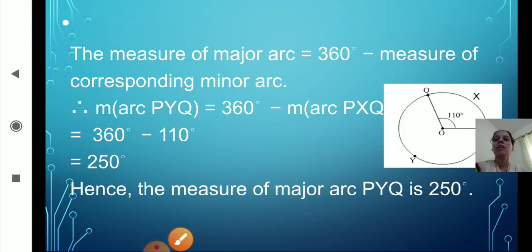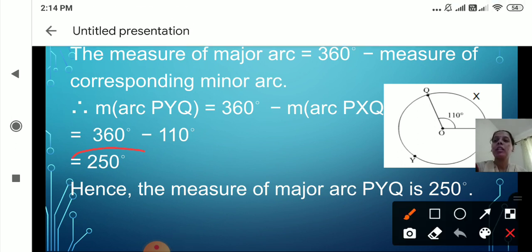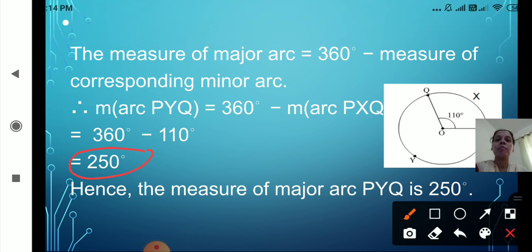See here, the measure of a major arc is equal to 360 degree minus the measure of the corresponding minor arc. So 360 minus 110 degrees, the answer is 250 degree. And the measure of the central angle is also 110 degree. Why? Because the measure of the central angle is equal to its corresponding minor arc. The minor arc is given, that is 110 degree, so the measure of the central angle is also 110 degree.